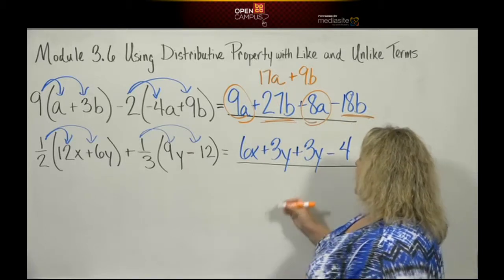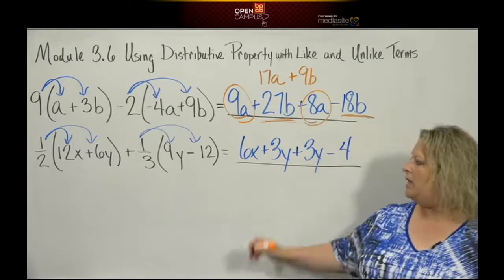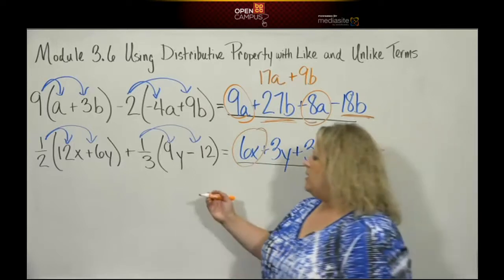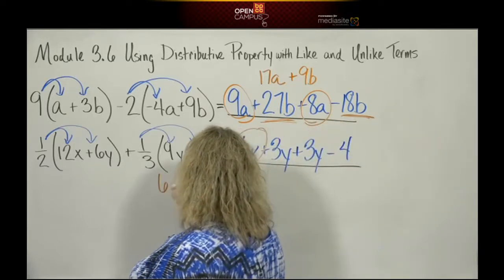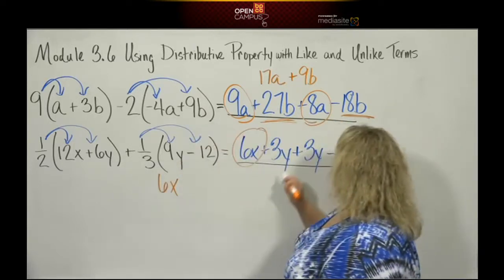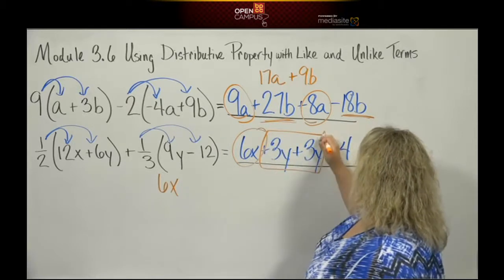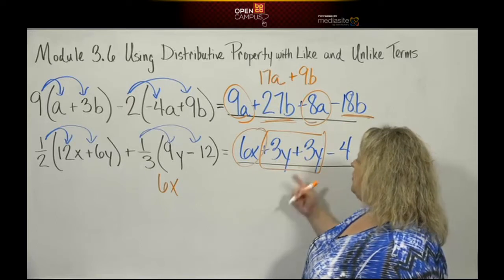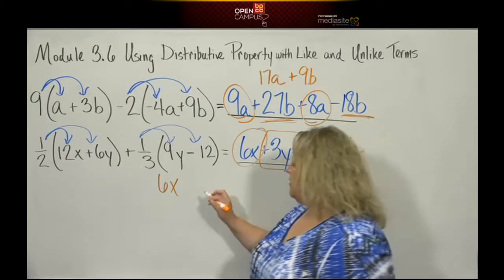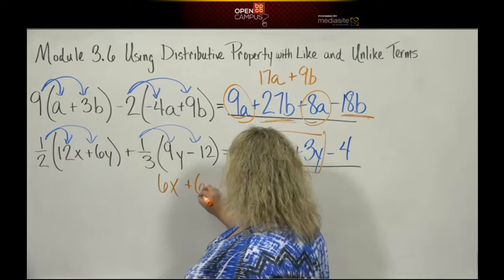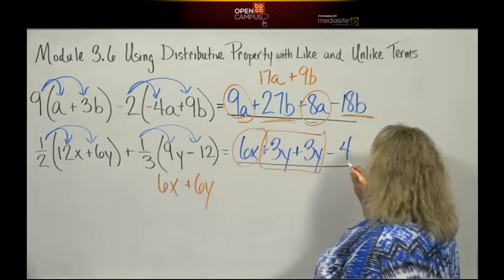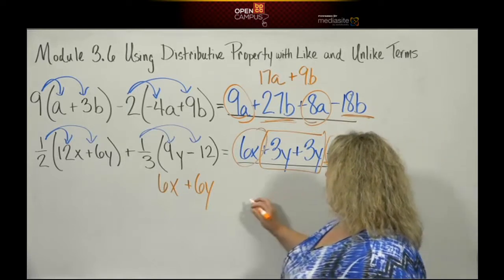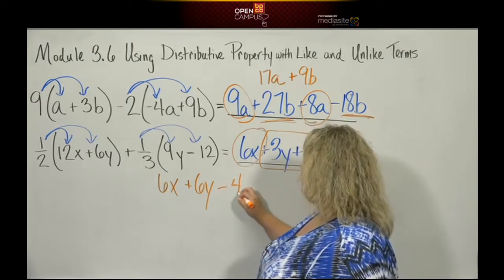Now if I look at what I have left over, I look at my x's. Do I have any other x's? No, I don't. So I'm just going to write that down here to save space. Then I look at my y's. I have a 3y here. I have a 3y here. They're both positive. So since they're both positive, what am I going to do? Add. And then I have a poor little -4 down here. He has nobody to combine with, so we just write him down.